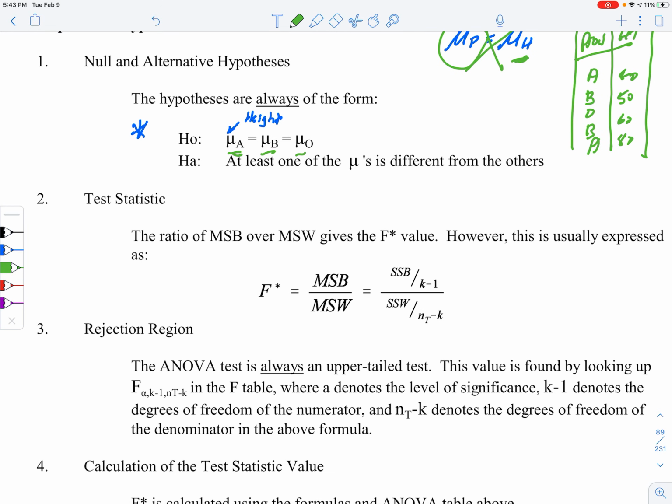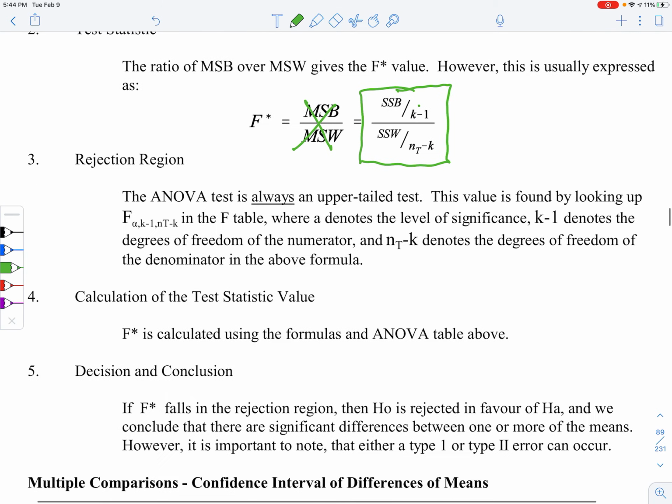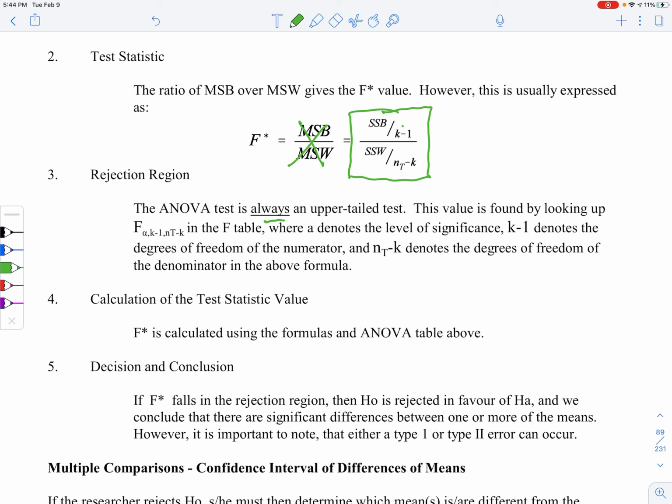Number two, the test statistic is, and I usually just ignore this part, but here it is, a ratio of variances. The total variation in heights is split into two components: the variation between and the variation within, with an adjustment of degrees of freedom. And the k, remember, is the number of treatments. So k is equal to 3 in this case. The rejection region is always an upper tail F-test.